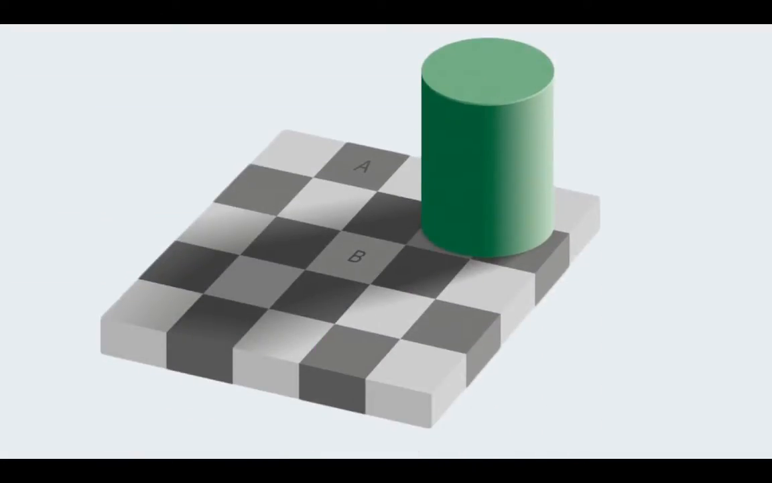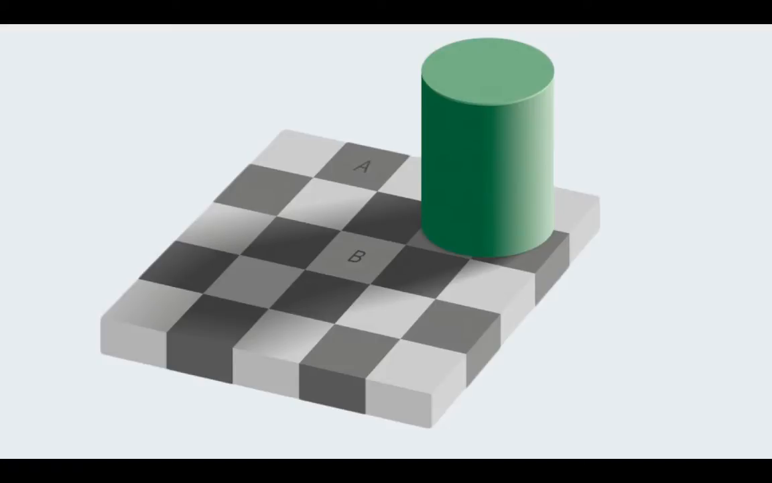Today, we're going to be looking at optical illusions. Maybe you've heard of these. Take a look at this one. Do you see the squares labeled A and B? Which one do you think is a darker color? Well, believe it or not, they're both the exact same color.